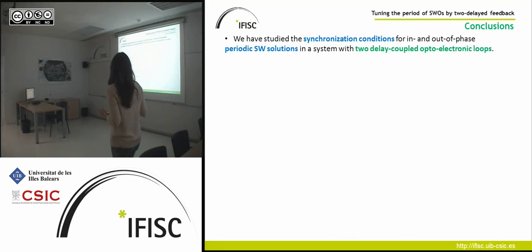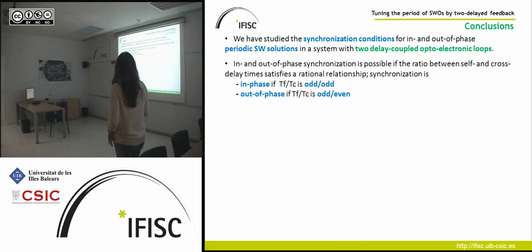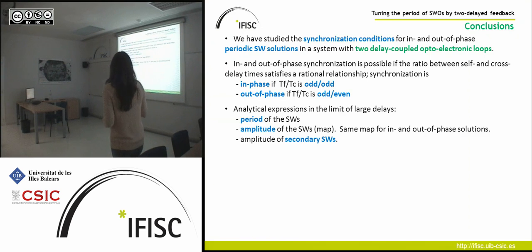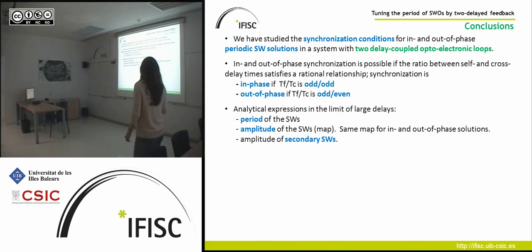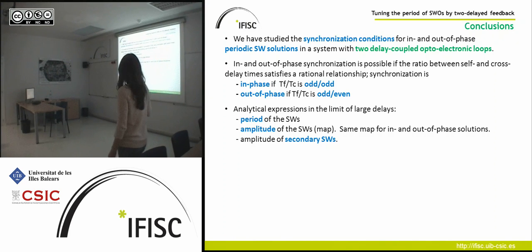Finally, I will conclude. We have studied the synchronization conditions for in and out of phase periodic square wave solutions in a system with two delay coupled opto-electronic loops. We have shown that in and out of phase synchronization is possible if the ratio between the two delays satisfies a rational relationship. And synchronization is in phase if the ratio is odd-odd, and out of phase if it is odd-even.